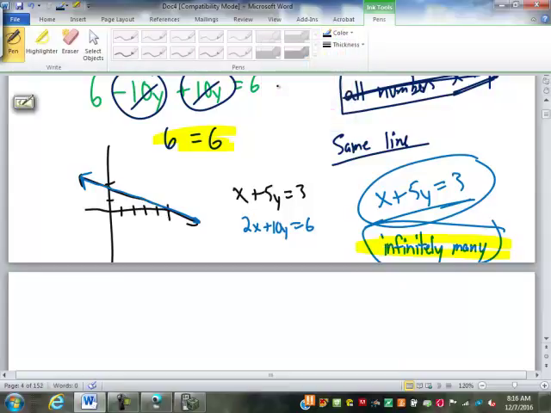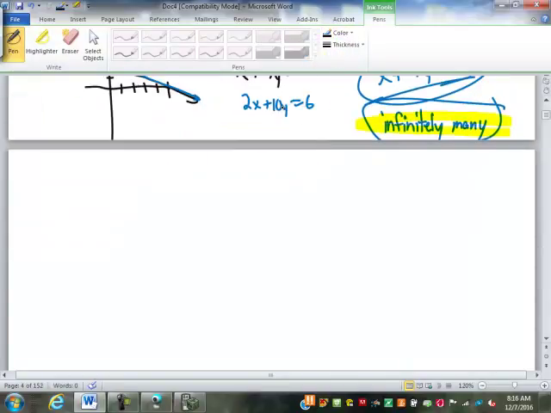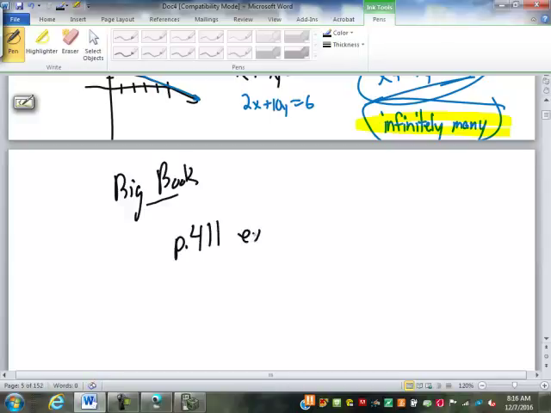For homework, in the big book, we're going to have you work on page 411, exercise 17-2. Substituting them in. Some of those can get ugly.